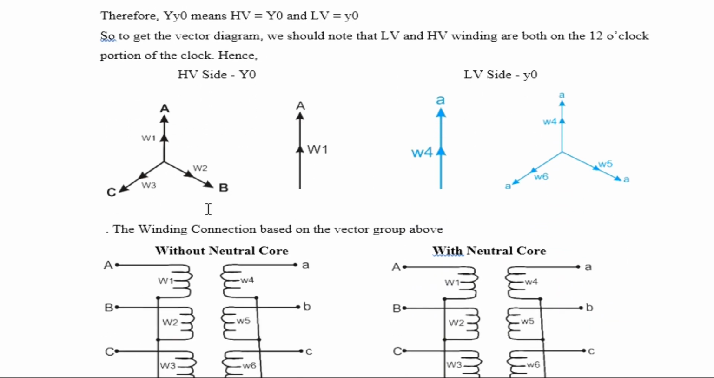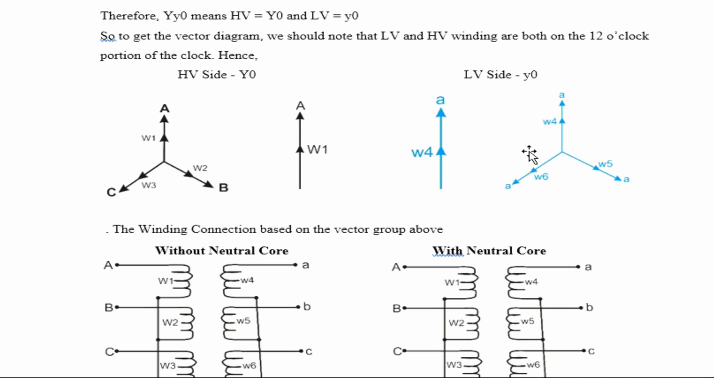Therefore, for the high voltage side, we have Y0. That means this is the star side, this is your star network, and this is your A, and this is your winding. So when you draw these two things together, you are going to have your high voltage winding, and this is your low voltage winding. Your high voltage winding is Y0. So look at it very well. Your high voltage 0 means your winding is connected to the 12 o'clock position. Your W1 is connected to the 12 o'clock position, your W2 is connected to the B position, your W3 is connected to C. That's for your high voltage winding.